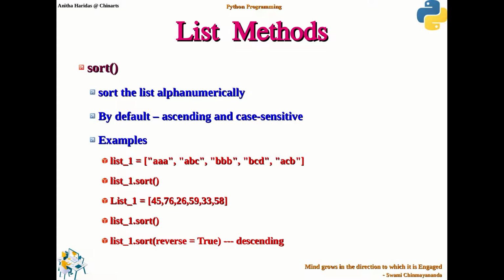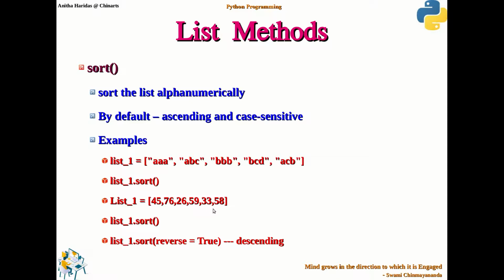In this video, we are going to talk about the different list methods available. One of the methods of list is used for sorting the list alphanumerically. By default, it will be doing the ascending order of sorting, and it is also case sensitive. These examples show you how the sorting can be done. So you simply assign the values to your list and just invoke the sort method, and these values will be sorted, and remember it is case sensitive.